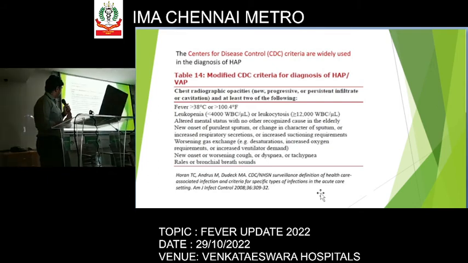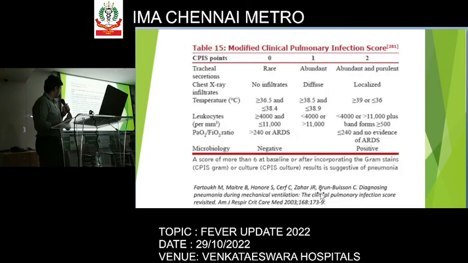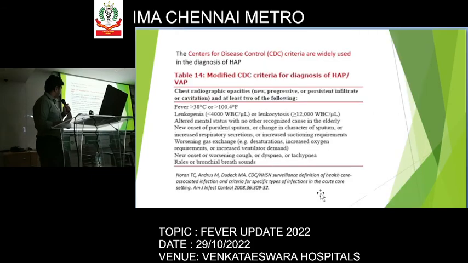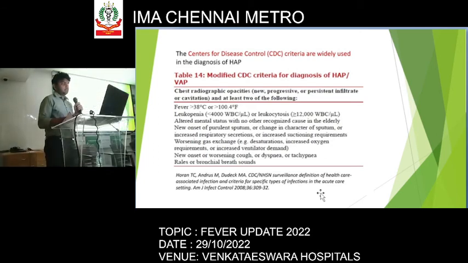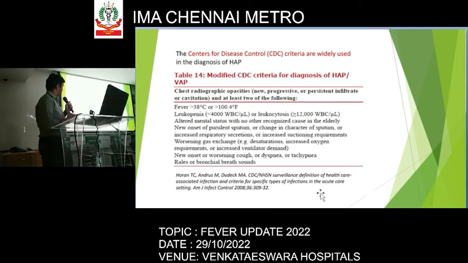Fever, leukopenia, altered mental state, new-onset purulent sputum or change in color of the sputum, or worsening of gas exchange, like need for increased oxygen requirement or increased ventilator demand, or new-onset or worsening cough, dyspnea, tachypnea, or presence of new chest signs like rales or bronchial sounds. So this is the algorithm I will tell in short form.